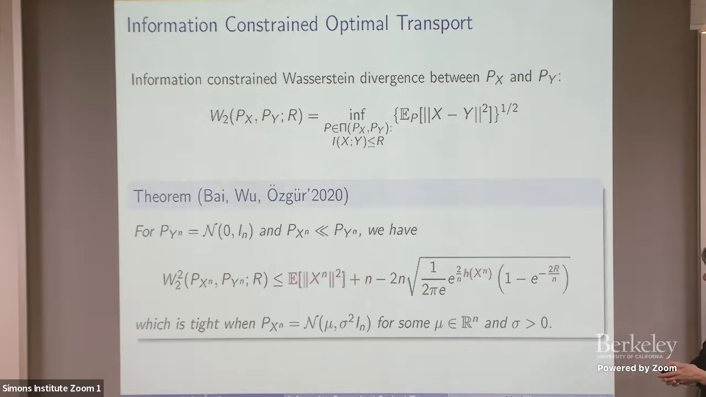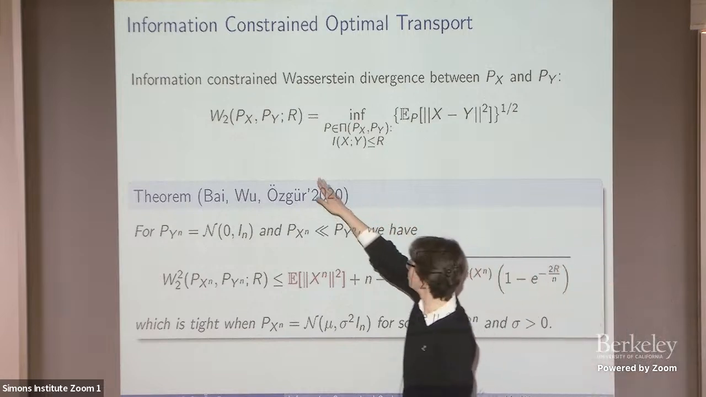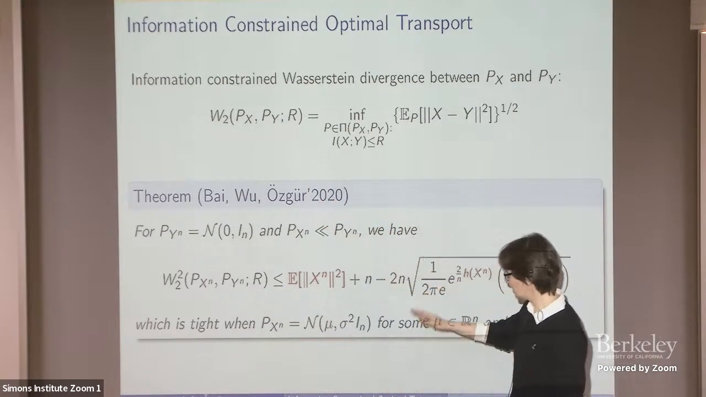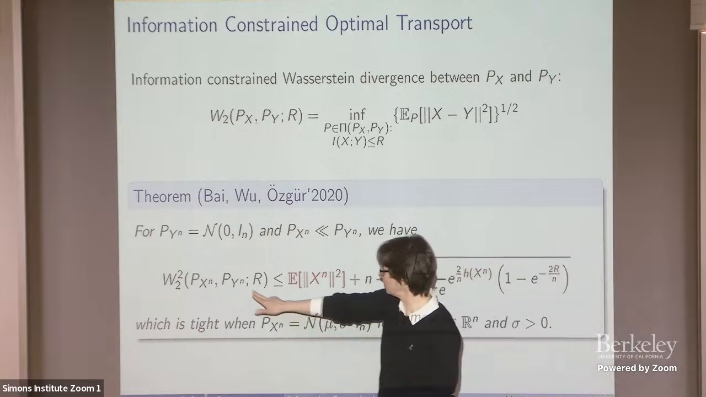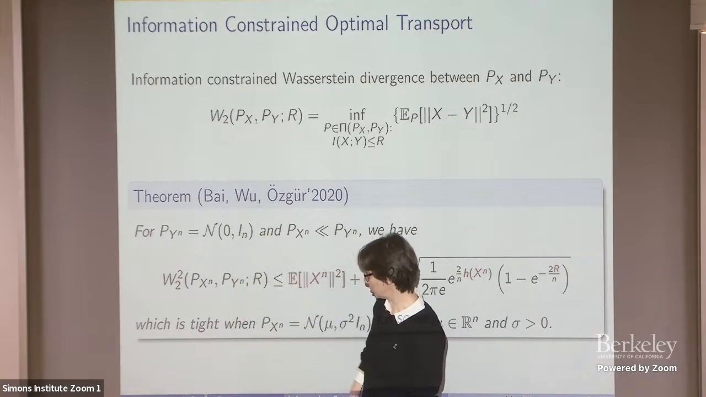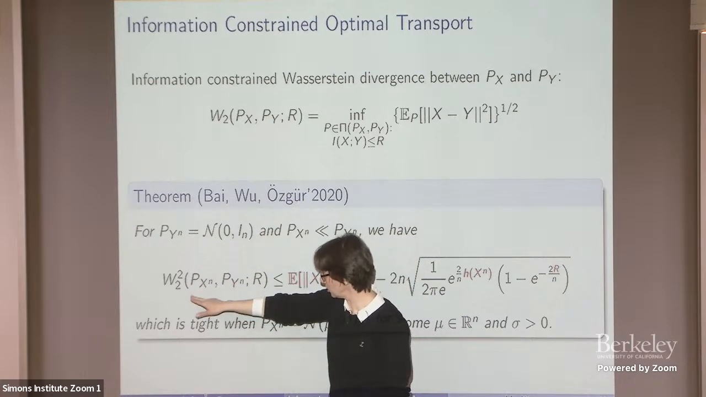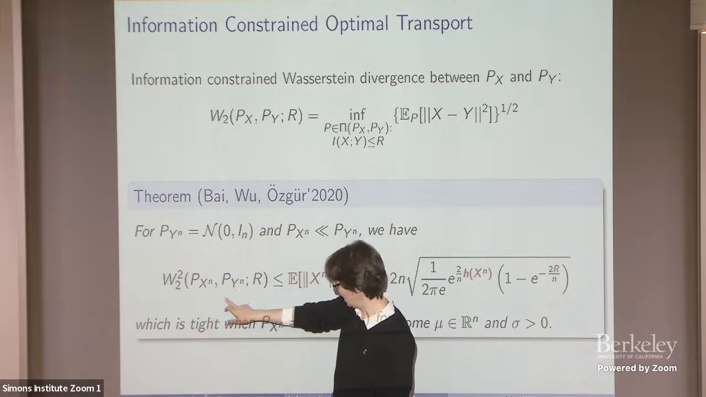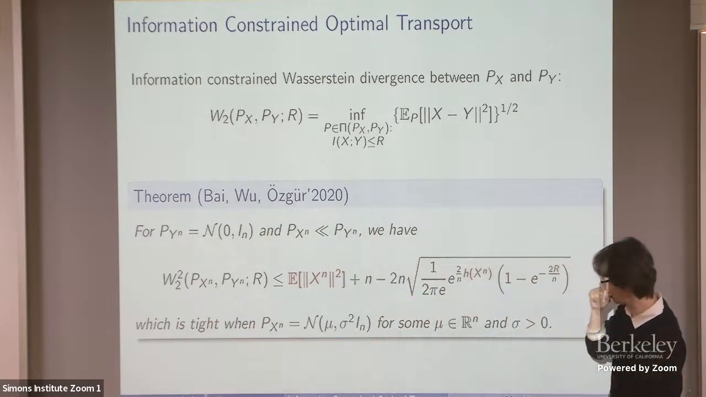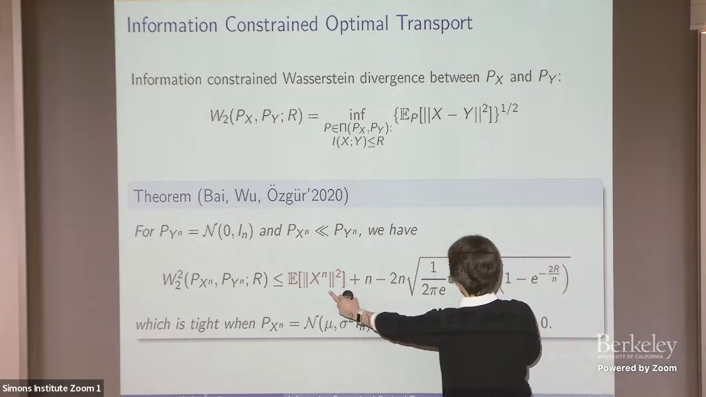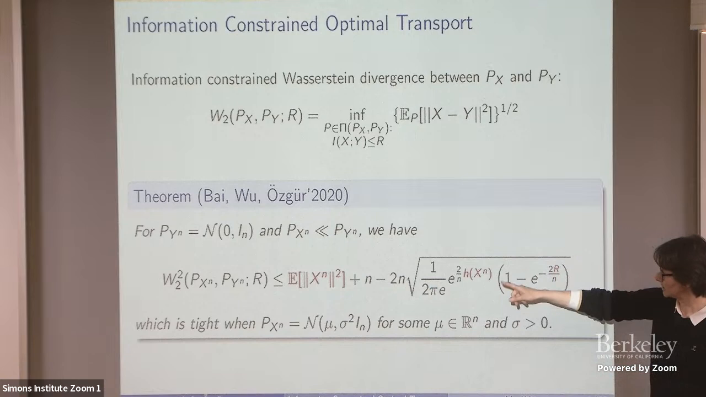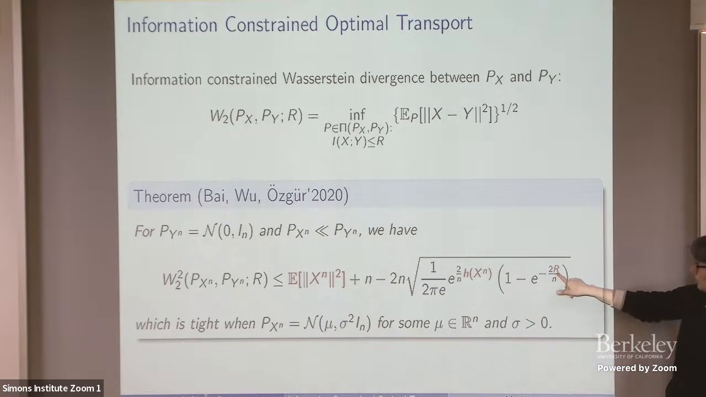Okay, and the first thing we'll do is show an upper bound on this information constraint Wasserstein divergence that has a similar flavor to Talagrand's inequality, in the sense that we fix one of the marginals to be a Gaussian distribution. And we say that the squared information constraint Wasserstein divergence between this Gaussian and any other distribution has to be bounded by this right-hand side, which is now more complicated. It depends on two parameters related to this X distribution, the second moment and the entropy. And it also depends on R, the amount of the constraint on the mutual information.